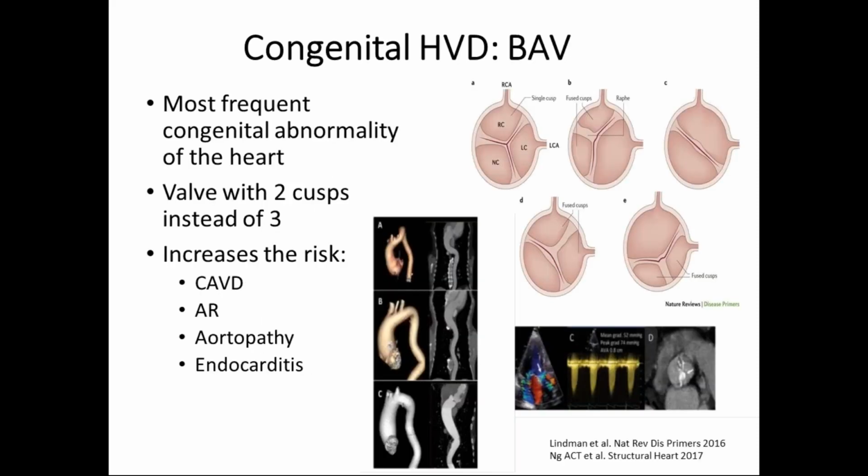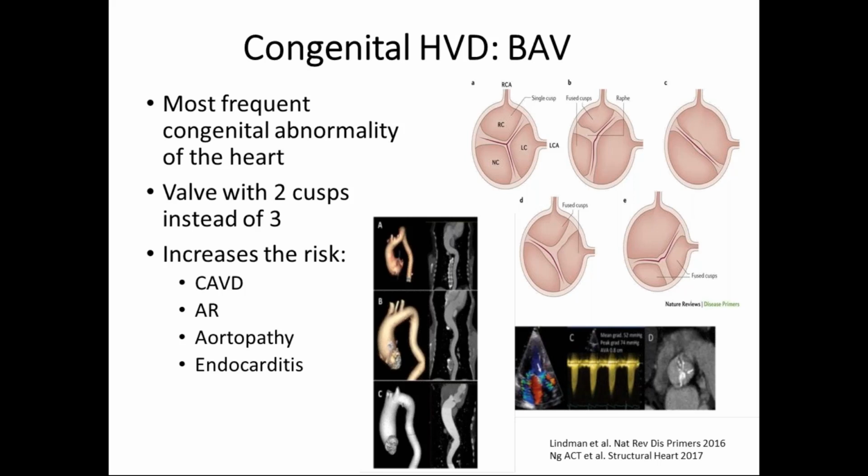So let's go through the most common congenital abnormality of the heart, which is the bicuspid aortic valve, which is present in about 1% of the general population. It is a valve with 2 cusps instead of 3. Normally there are 3 cusps, and the most common type of bicuspid aortic valve is a fusion between 2 cusps. So it gives 2 cusps instead, and it increases the risk for different pathologic conditions.